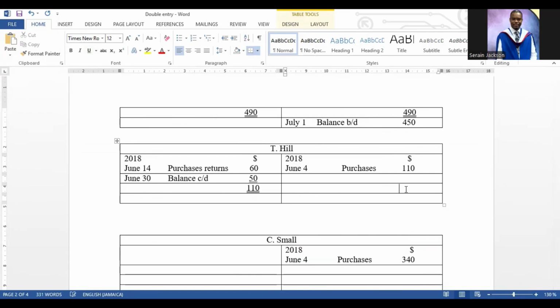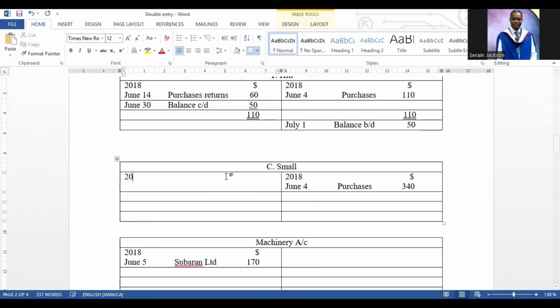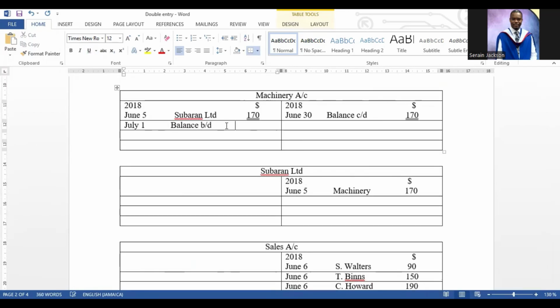The balance brought down. So the balance carried down will be on the debit side, just like what you're seeing happening in T Hill and C Small right now. So we are balancing these accounts off. It is pretty simple to balance off accounts that only have one item in them. As you can see with Subaran, one item again, it is pretty simple.